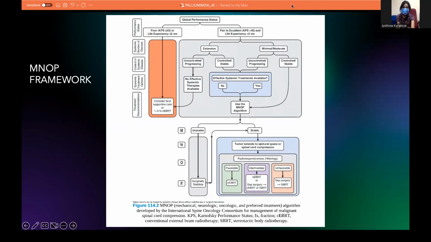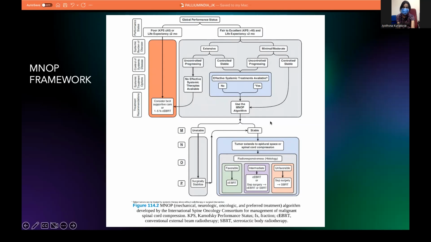But in patients with fair or good, very good performance status, and patients who have a life expectancy of more than 2 months, you consider the systemic burden of the disease. So if it's a minimal or moderate disease status, you find out whether effective systemic treatments are available, and then you go forward to the algorithm. If it's an extensive disease, which is extensive and uncontrolled and progressing, and no effective systemic treatment options are available, you go for short course radiation or best supportive care.